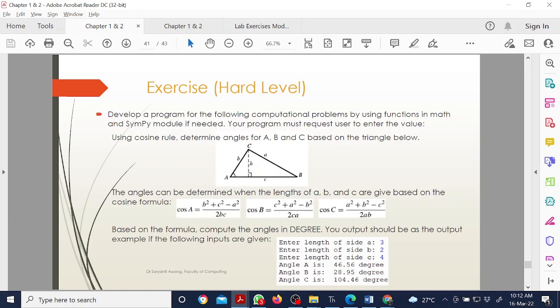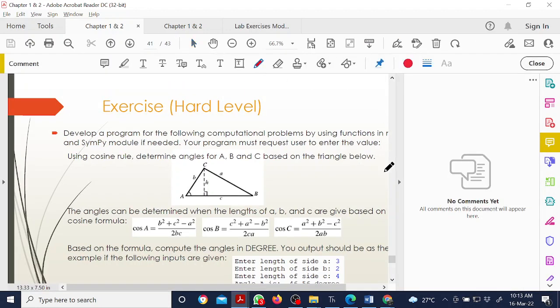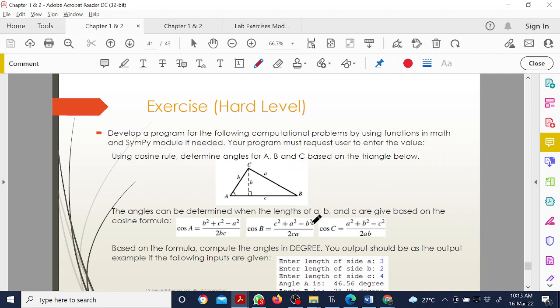Quite hard level. Here, I want you to use the cosine rule to determine the angles for A, B, and C. By using the cosine rule, the angles can be determined when the lengths of A, B, C are given, based on the cosine formula.